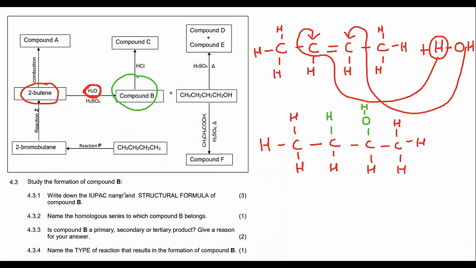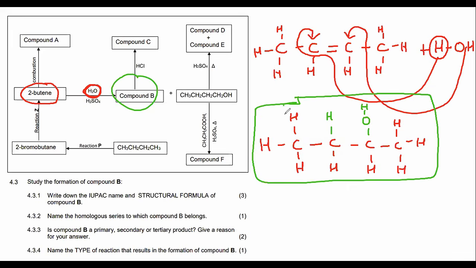So they said write down the IUPAC name and the structural formula of compound B. So this is the structural formula. That is the structural formula. And the name of that would be butan. And then on carbon number 2, there is an alcohol. So we say butan-2-ol.